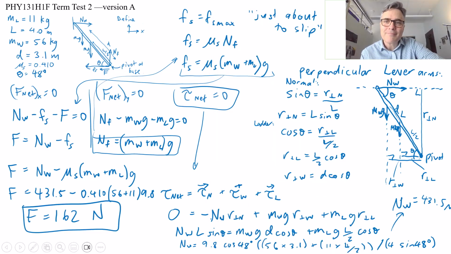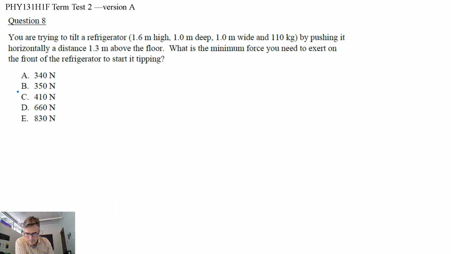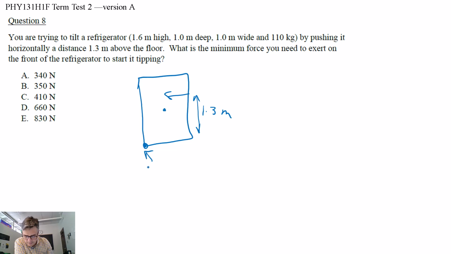That's it. Here we're trying to tilt a refrigerator, which is this high, this deep, this wide, by pushing it horizontally a distance 1.3 meters above the floor. So I'm going to push against the front of it, I guess, here. This is 1.3 meters. So what I think is going to happen is I'm going to set this to be the rotation axis. The rotation axis would be the far side there, to just start tipping it, right? I'm going to push with this F, okay?